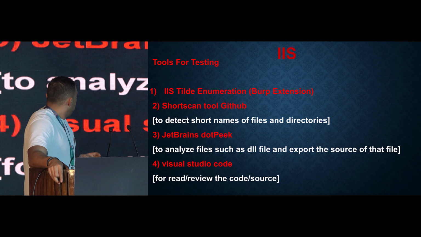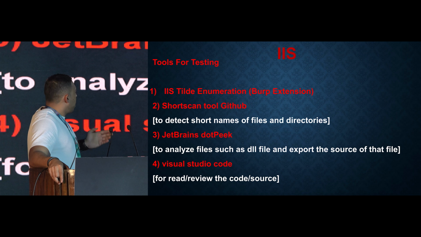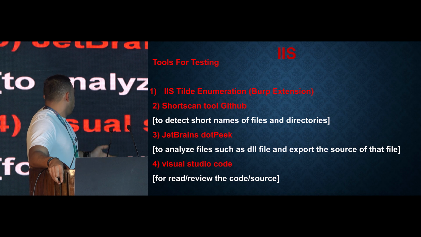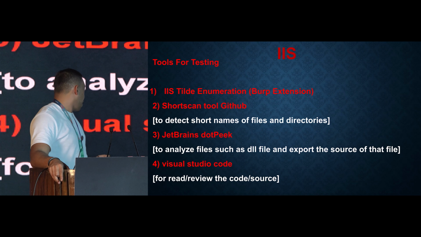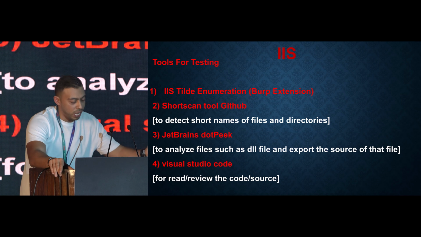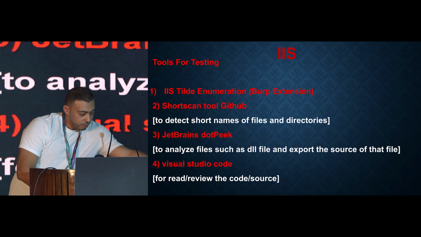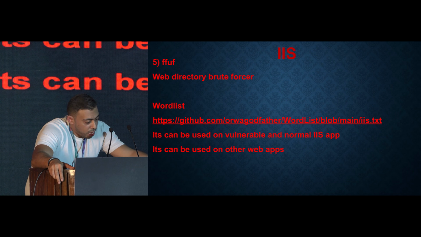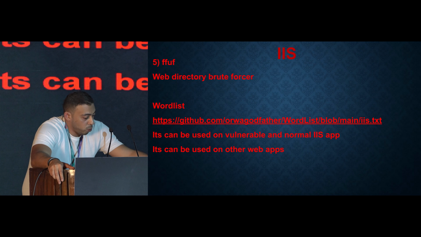The second tool is JetBrains dotPeek. This tool is used to analyze files such as DLL files and export the source from a DLL file. The next tool, I think all of you know: it's Visual Studio Code, used to read and review the code and source. Then FFUF, which is a web directory brute forcer.